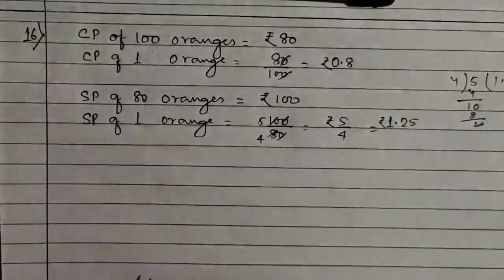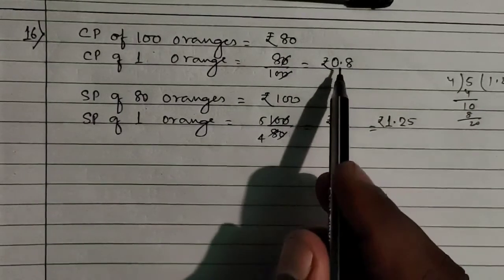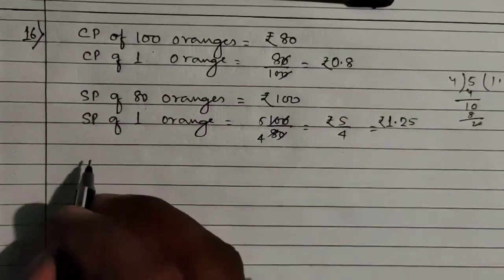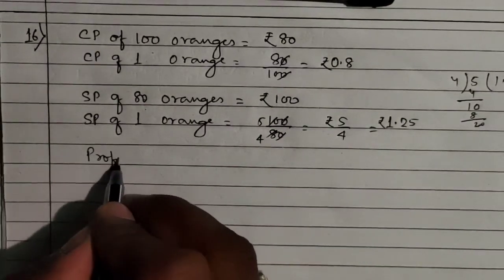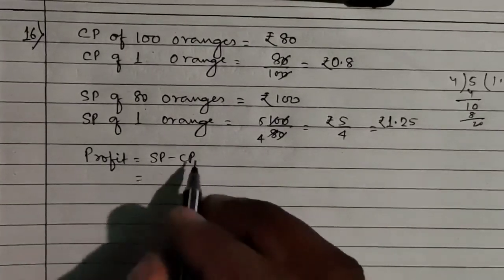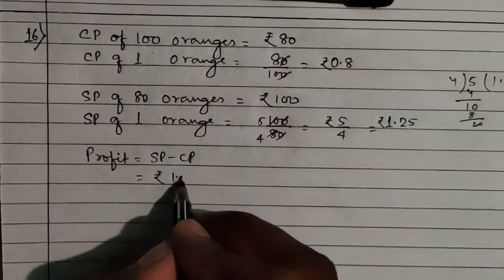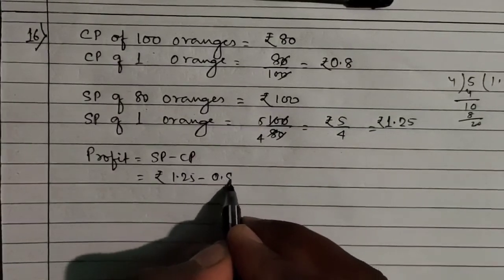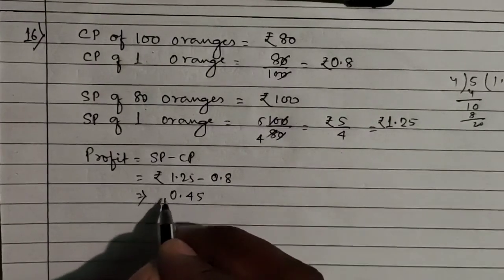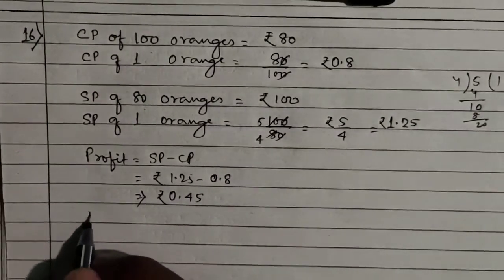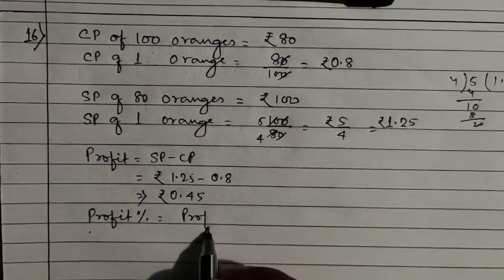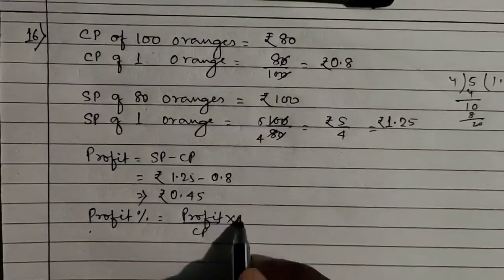Now question is saying find the gain or loss percent. As we can see that the cost price is 80 paisa and selling price is 1 rupee 25 paisa. Definitely there is profit. We will calculate profit is equal to SP minus CP. We are calculating on the basis of 1 orange, that is rupees 1.25 minus 0.8 rupees. When we subtract it, it will become 0.45 rupees. Now we have to calculate profit percent. We know the formula for profit percent is profit by CP into 100.